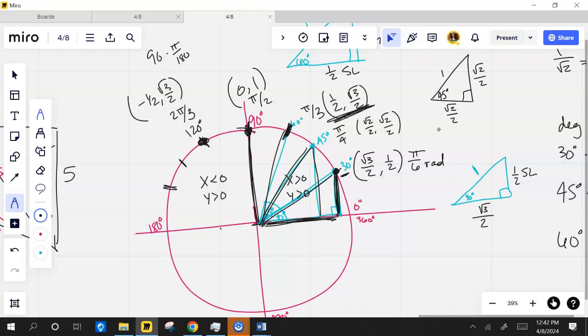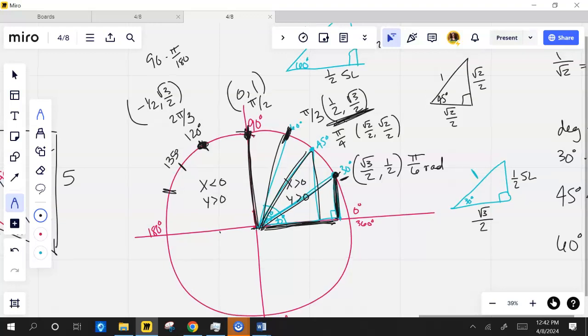What do you think the next degree is? 135. How did you figure that out? Because there's 15 in between these two, right? It goes 30, and then it adds 15, it adds 15, and it adds 30. So I'm going to do the same over here. I'm going to add 30, 15, 15, and 30. I'll do that each time. So this is 135, which means this one's going to be, yep, 3 pi over 4.